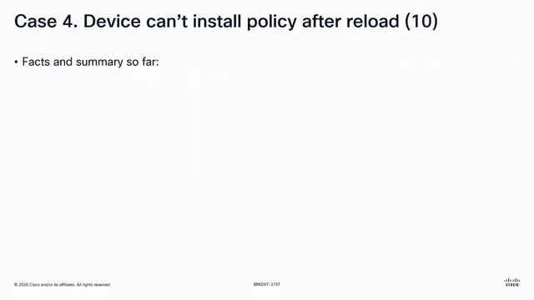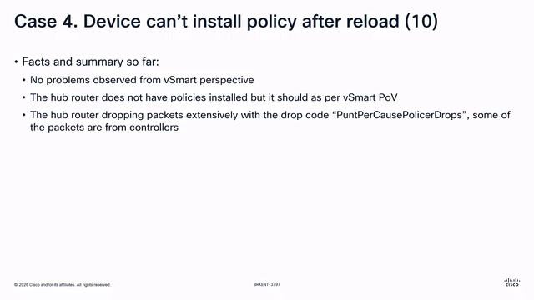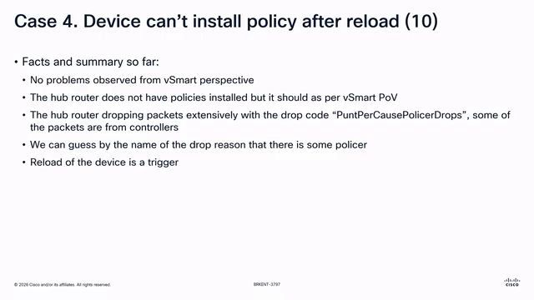So, facts and summary so far, just quickly. No problems observed from the vSmart perspective. Hub router does not have policies, and they are not installed, although vSmart should be sending them as per vSmart's point of view. We have some strange drop counter, and we confirm it. This is exactly traffic from the vSmart. We can guess by the name, but there is some kind of policy. Some unknown policy, not a quality of service, but a policy, right? As per the name. And reload of a device is actually a trigger, right? Not a software upgrade as such, it's not a bug, obviously, right?